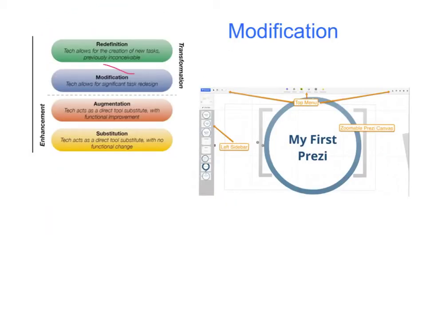At the modification stage of SAMR, technology is not being used just to enhance learning, but is now transforming learning into something it could not be without the use of technology. At this stage, students will use the compiled PowerPoint slide to create their own strategy list for solving problems.